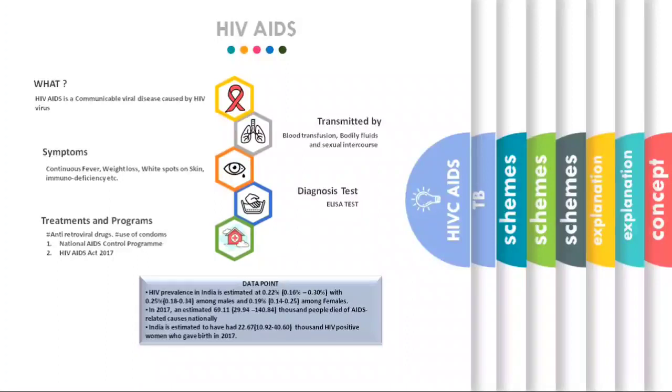Next, we have data points. The government report cites that in 2017 HIV prevalence in India is estimated at 0.22%, with approximately 0.25% among males and 0.19% among females. These percentages are of the total population of the country. In 2017 an estimated 69.11 thousand people died of HIV/AIDS related causes nationally. India is estimated to have had 22.67 thousand HIV positive women who gave birth in 2017. So these are some facts related to HIV/AIDS.